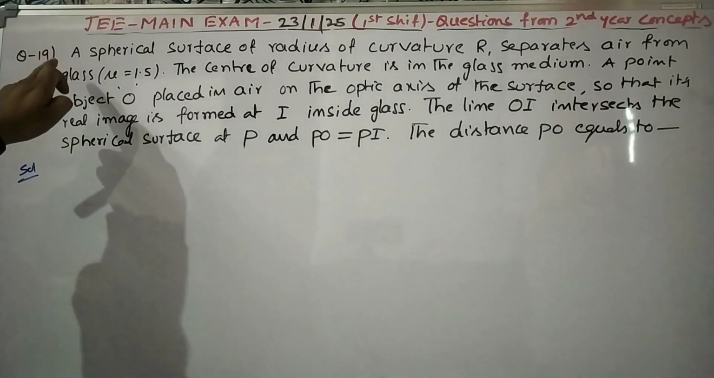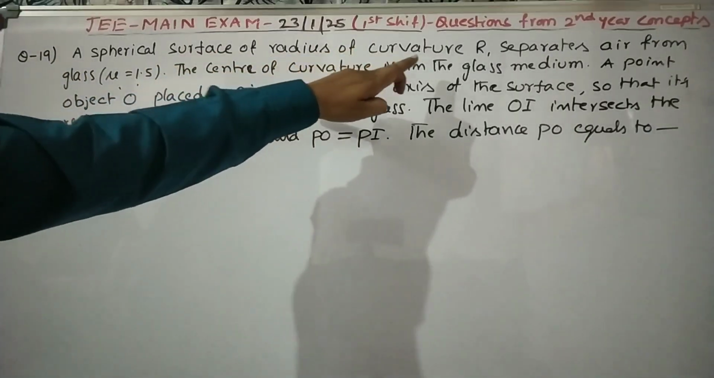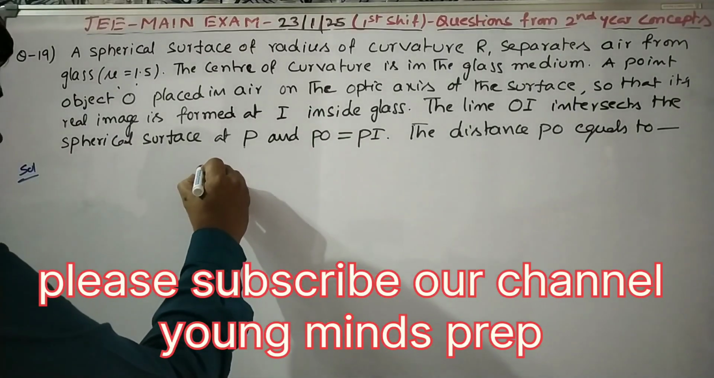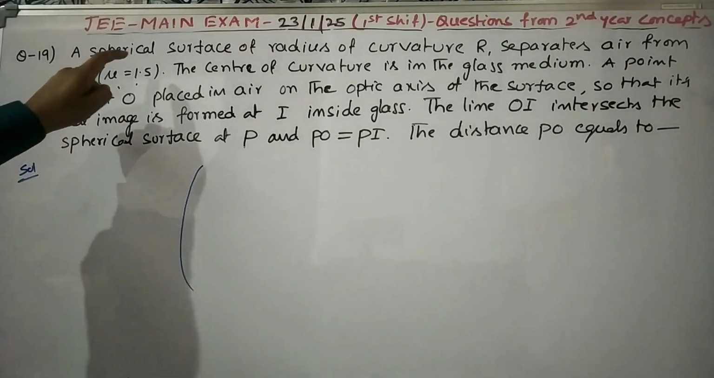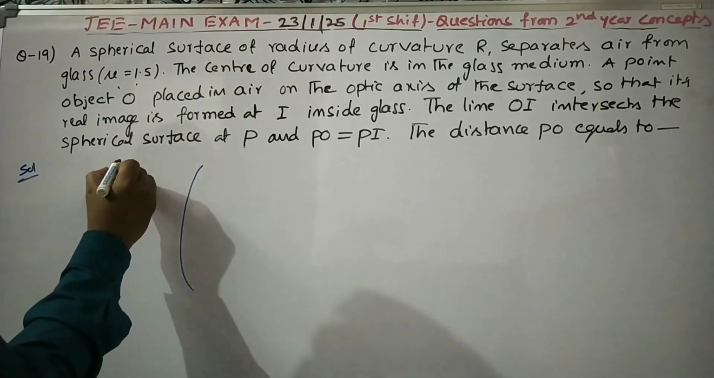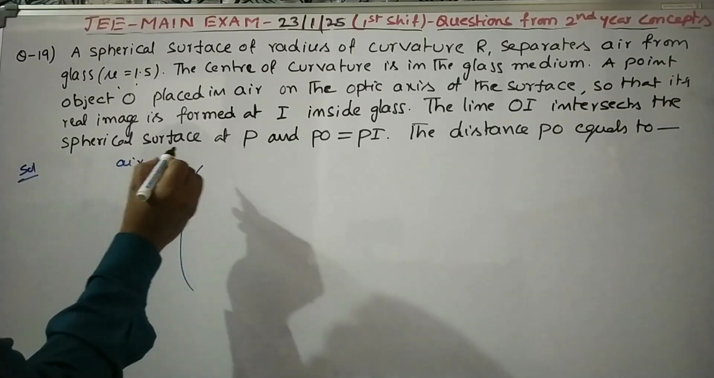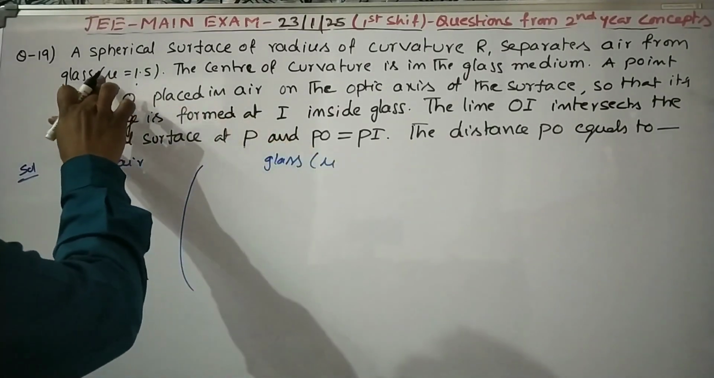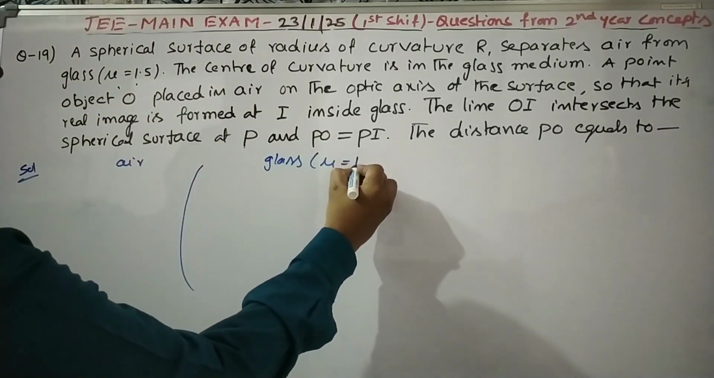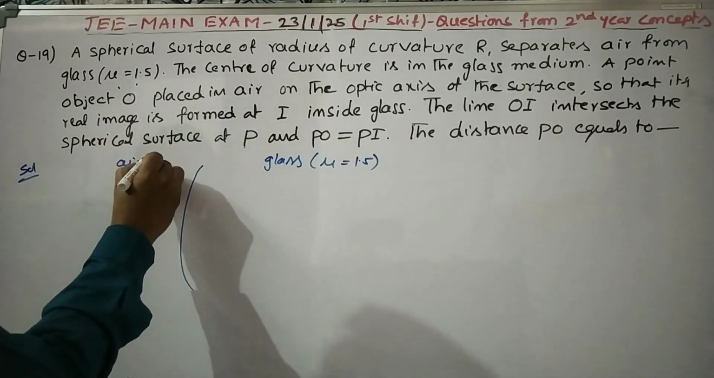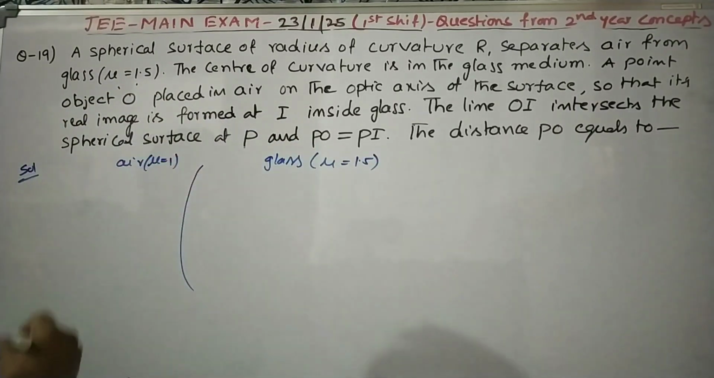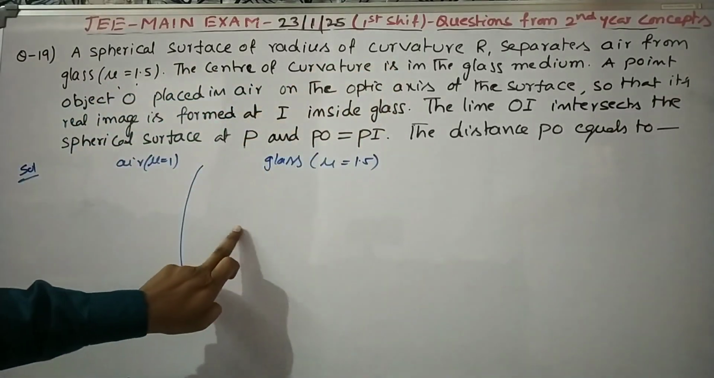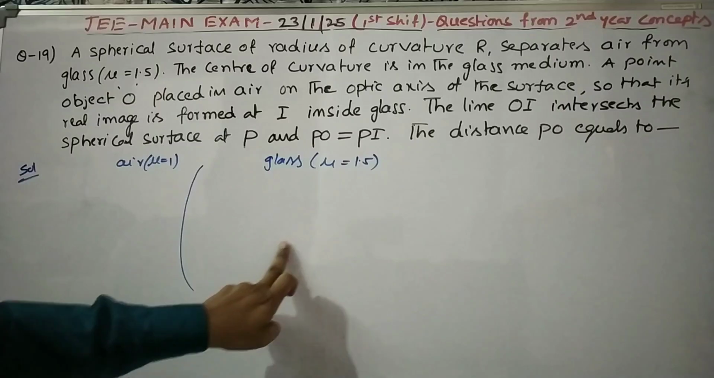Now the 19th question. A spherical surface of radius of curvature R separates air from glass. Suppose this is a spherical surface which separates air from glass. This is air, this is glass. Already given, the refractive index mu is equal to 1.5 for glass. This is air, its refractive index is equal to 1. The center of curvature is in the glass medium.